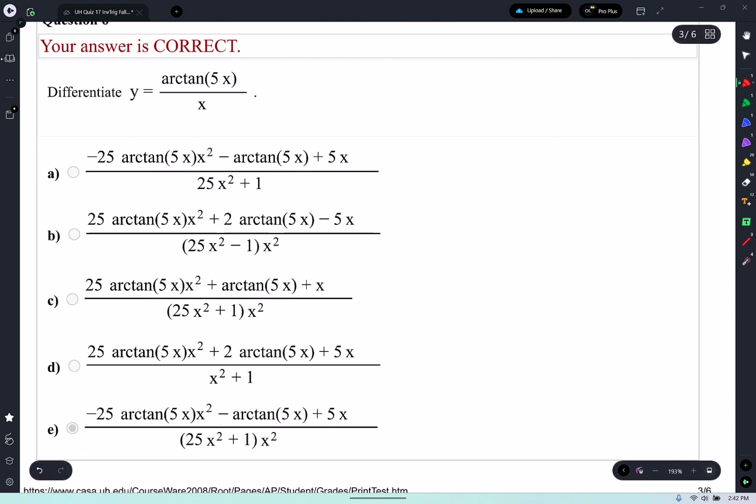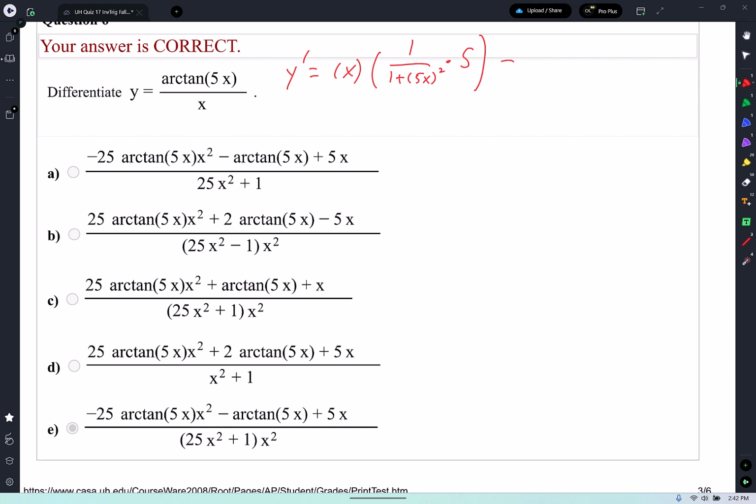No, we're not robots. All right, here we go, guys. What rule do I need for this one? Quotient. y prime equals bottom times the derivative of the top. This is the arctan one: 1 over 1 plus (5x) squared, times 5, chain rule. Bottom times derivative of the top, minus top, arctan of 5x, times the derivative of the bottom, 1. All this is over bottom squared.